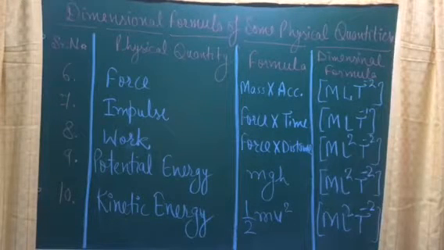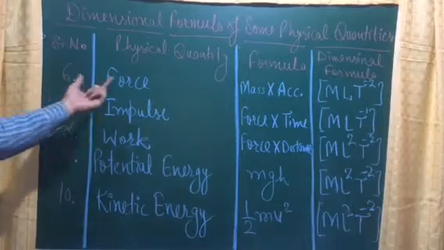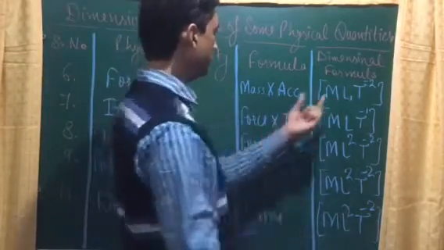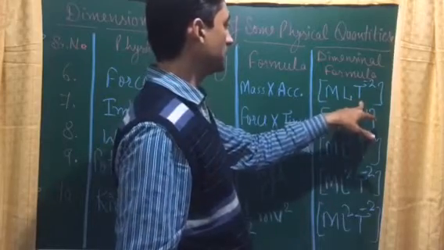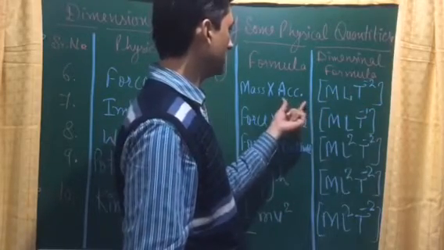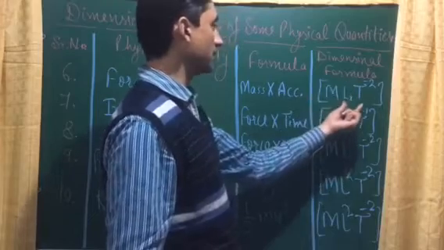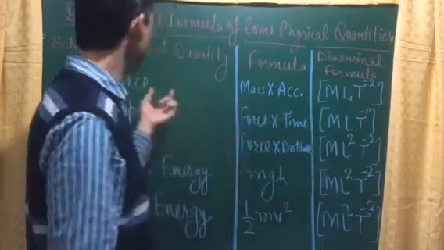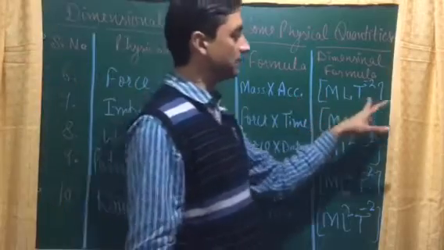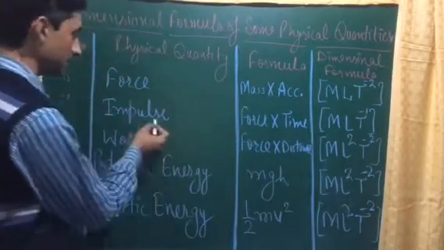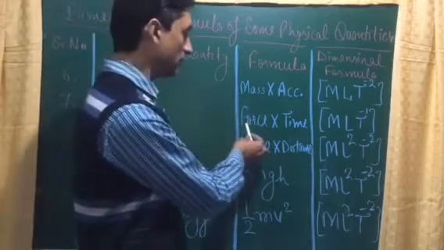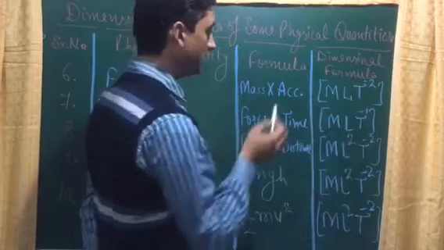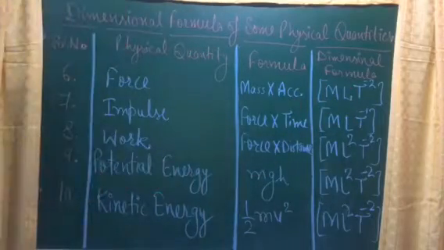So next is force. Force, and the formula of force is mass into acceleration. So mass M, L T minus 2 acceleration, as you found the dimensional formula of acceleration earlier, L T minus 2. So here the complete formula for force is M L T minus 2. Next is impulse, and the impulse formula is force into time, M L T minus 1.